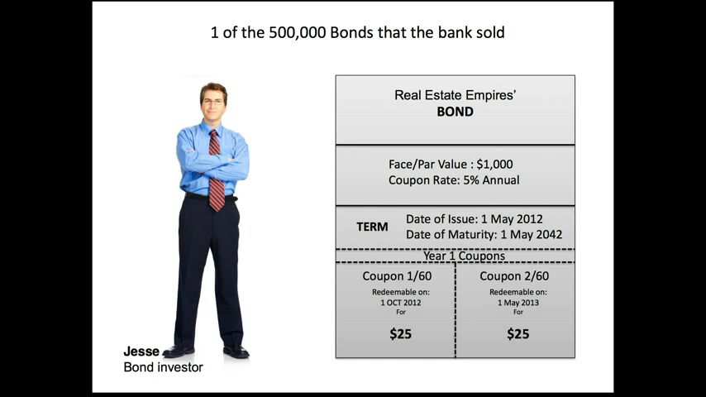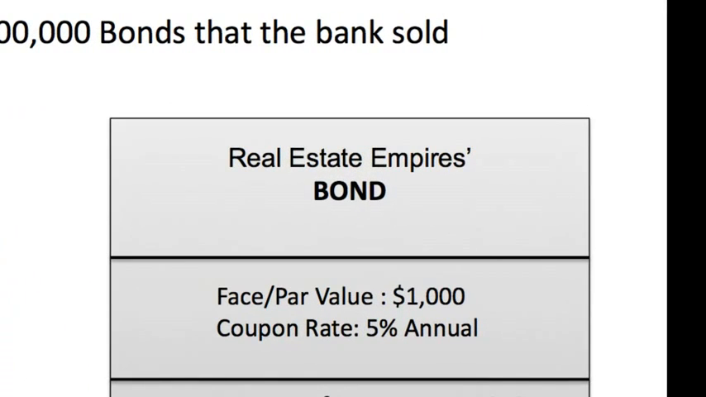As we look at the bond that Jesse's holding, we're going to start right at the top and work our way down. At the top of the bond is simply the name of the real estate company that issued the bond. This is the person who's responsible for ensuring that Jesse receives his coupon payments, and also whenever the bond matures, he's going to receive his $1,000.